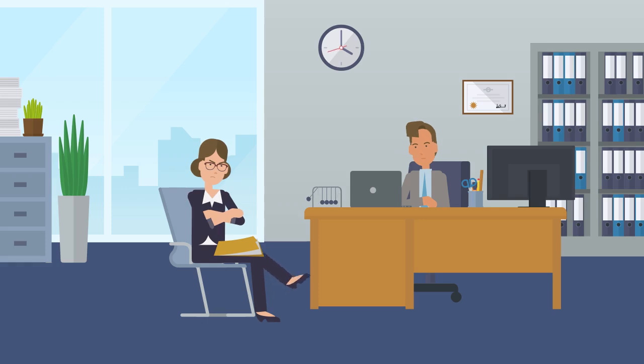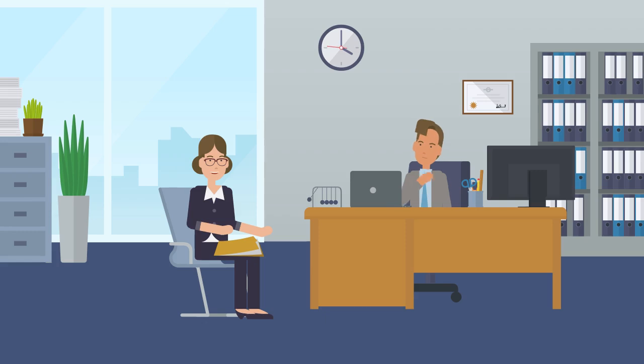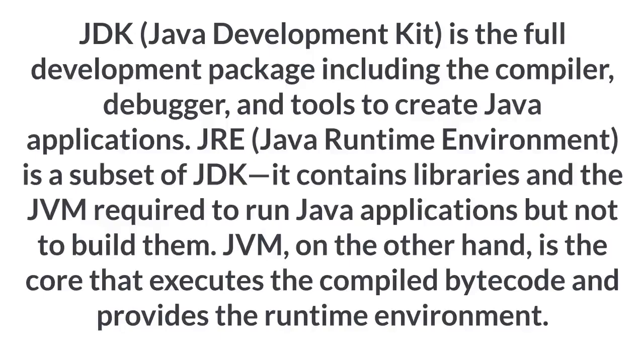What is the difference between JDK, JRE, and JVM? JDK, Java Development Kit, is the full development package including the compiler, debugger, and tools to create Java applications. JRE, Java Runtime Environment, is a subset of JDK. It contains libraries and the JVM required to run Java applications but not to build them. JVM, on the other hand, is the core that executes the compiled bytecode and provides the runtime environment.